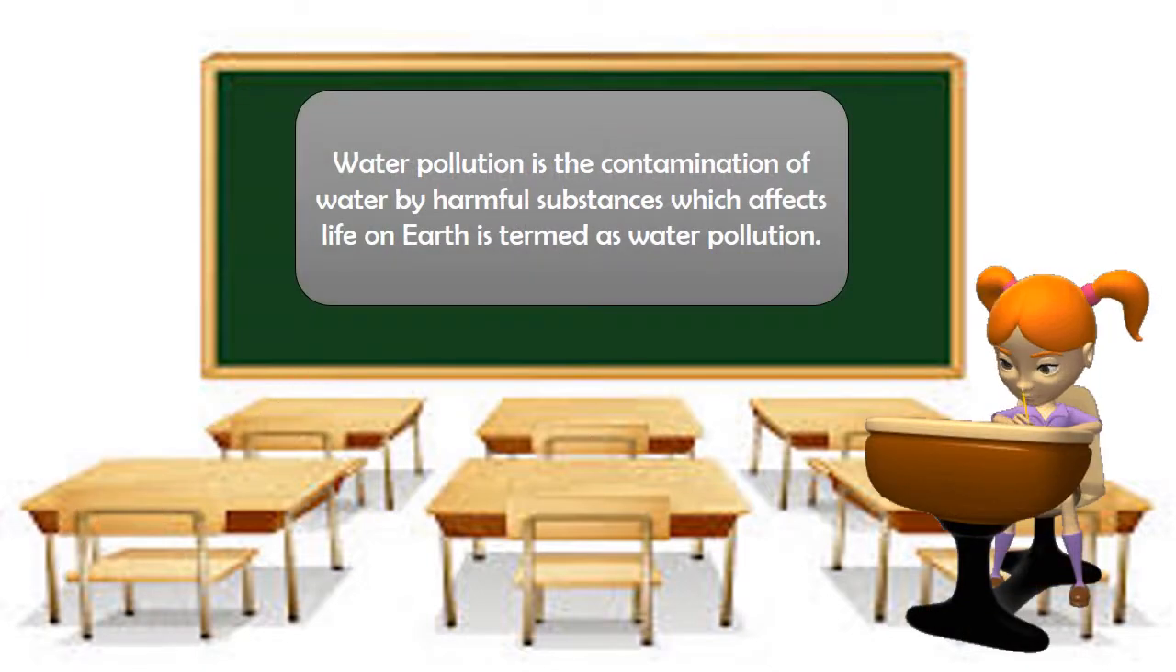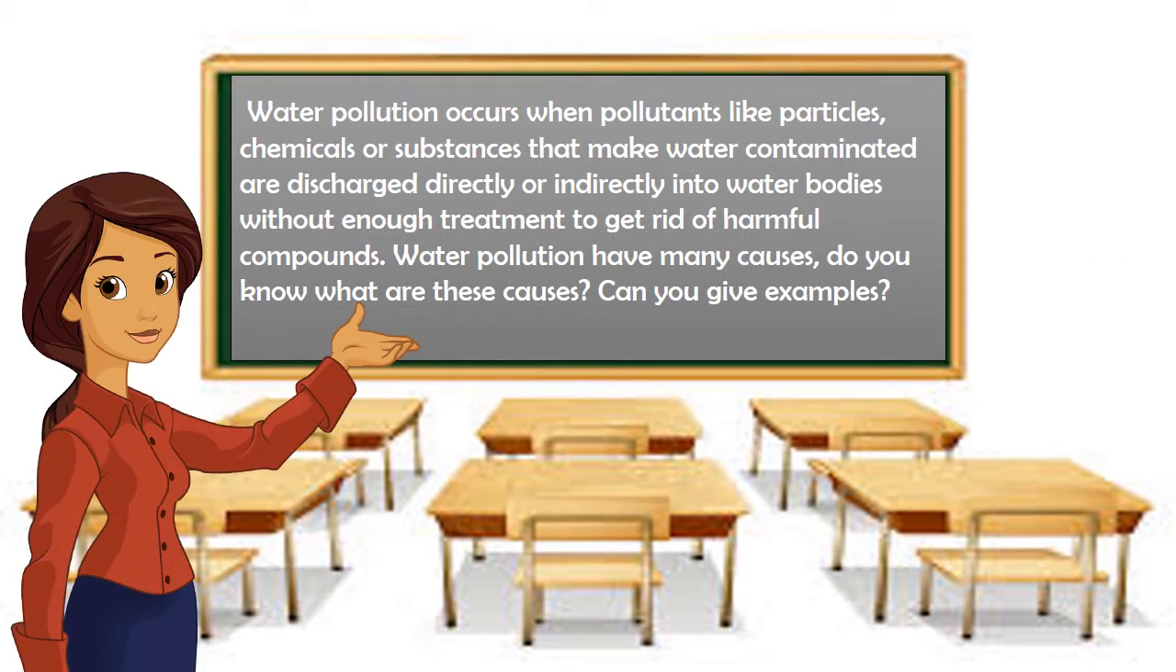Water pollution is the contamination of water by harmful substances which affects life on Earth. Splendid. Water pollution occurs when pollutants like particles, chemicals or substances that make water contaminated are discharged directly or indirectly into water bodies without enough treatment to get rid of harmful compounds. Water pollution has many causes.